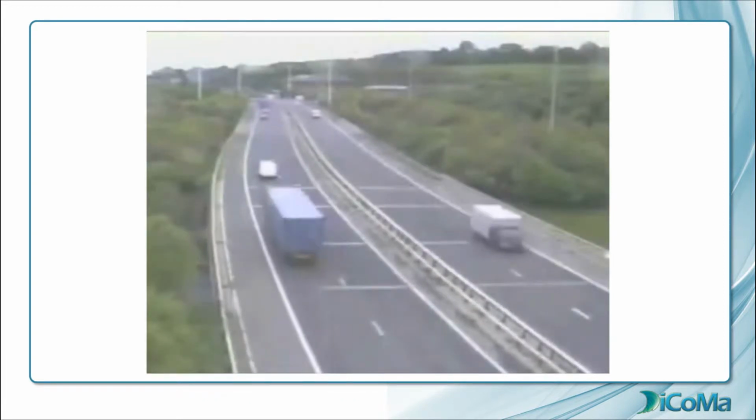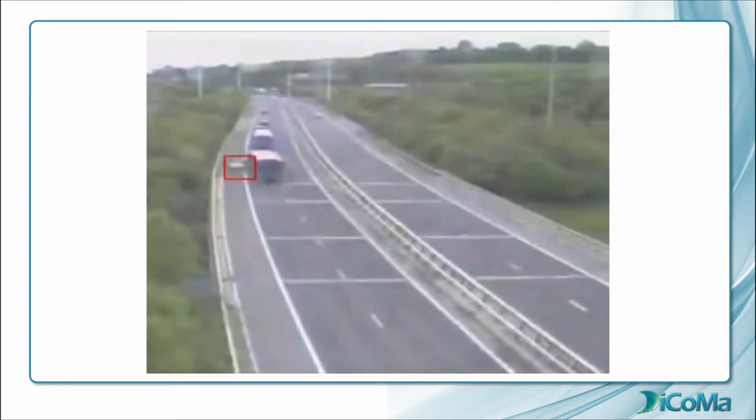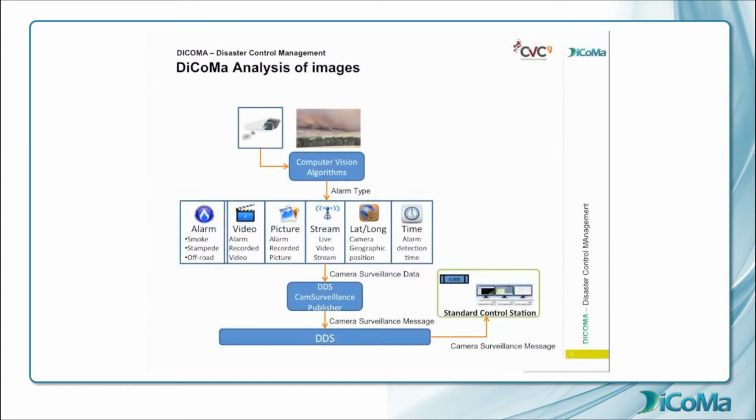The camera surveillance messages receive all new messages of that type produced by camera surveillance producers, together with a frame that illustrates the situation detected. The output of the computer vision system is a DDS message encoding the detected disaster situation. The message is sent to all subscribers that are listening for this message in the DDS network.